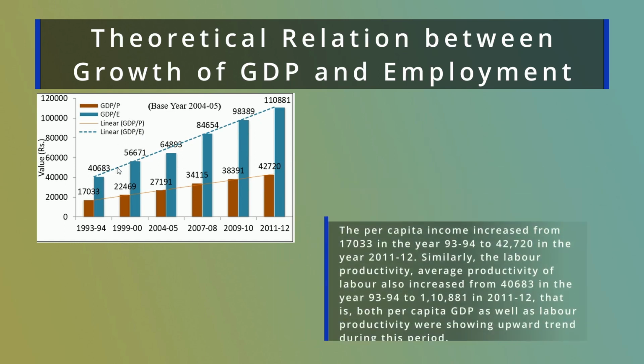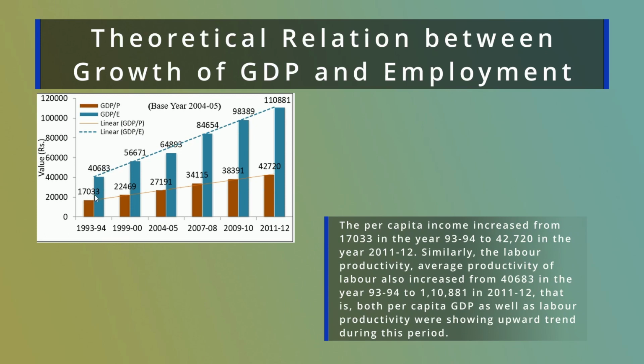The per capita income increased from 17,033 in the year 93-94 to 42,720 in the year 2011-12. Similarly, the labor productivity, average productivity of labor, also increased from 40,683 in the year 93-94 to 1,10,881 in 2011-12. That is, both per capita GDP as well as labor productivity were showing an upward trend during this period.